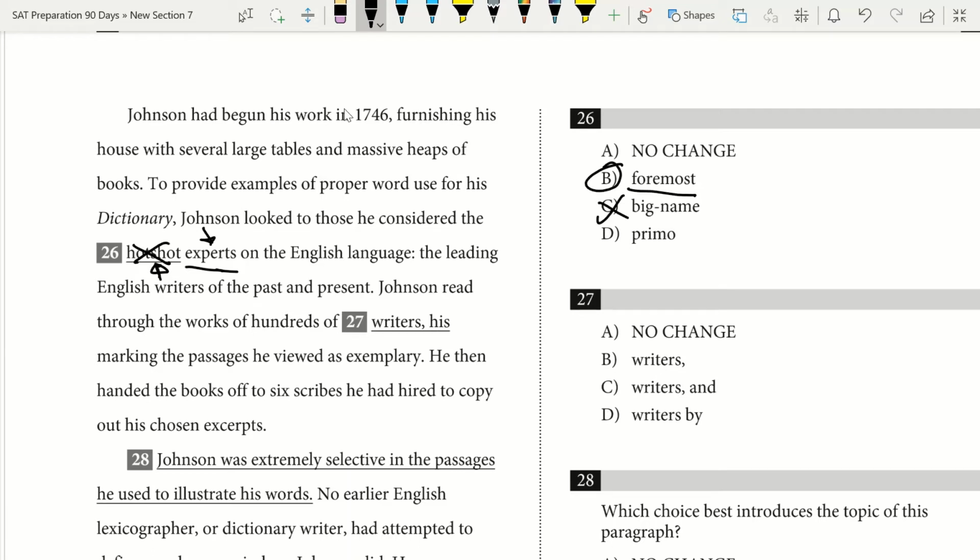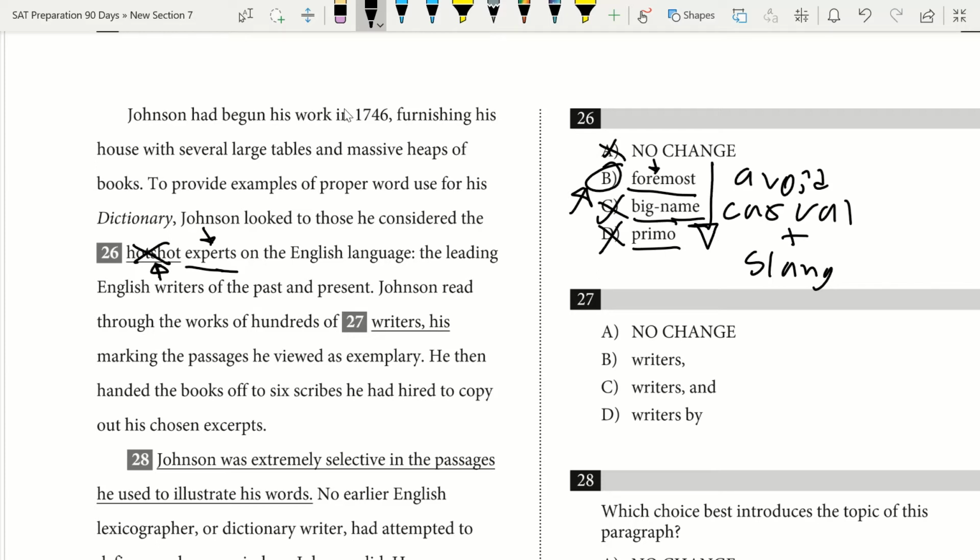"Big name" is casual. We want to avoid casualness and slang. On the SAT writing section, we want to avoid casual words and slang words. So "primo" is slang, "big name" is kind of casual, kind of slang. "Foremost" is academic, so we want to stay academic there. B is the one maintaining our tone, so B will be our correct answer for 26. Anytime I have an adjective and a list of adjectives in my answer choices, I'm just looking to make sure I maintain an academic tone, or maintain the tone of the passage as a whole. Whatever the tone of the passage is, I want to maintain that in my adjectives.